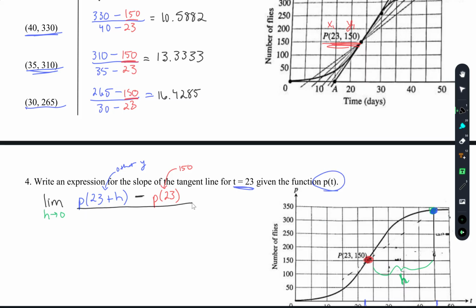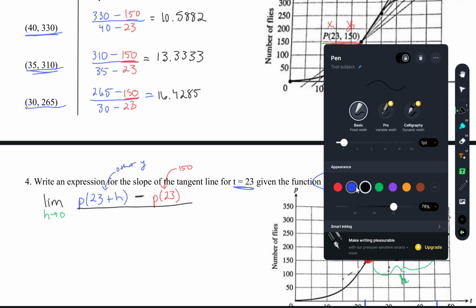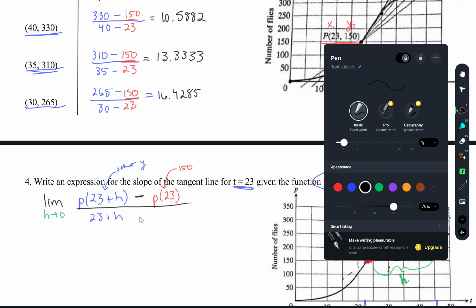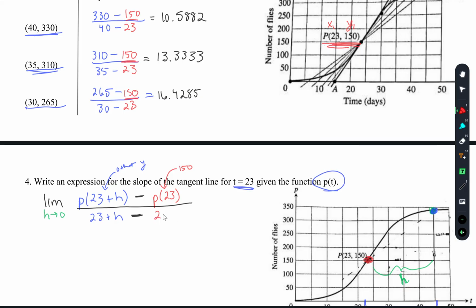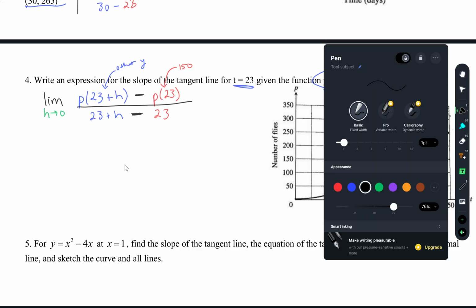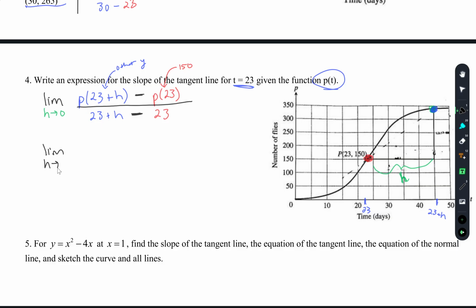Now, technically, if you did the slope formula, it would be 23 plus h minus 23, right? Like your x's, you minus your x's. But what happens is your 23s cancel, so they usually just knock them out right away. But it's still the slope formula. So if I were to rewrite it, it would be the limit as h approaches 0 of p of 23 plus h minus p of 23, all over h.